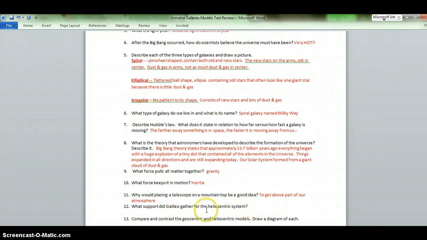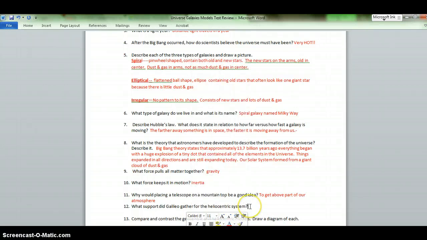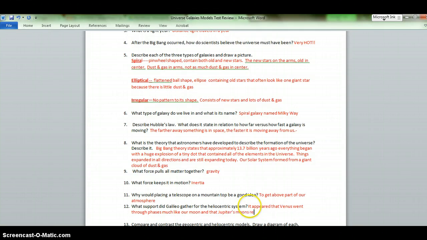What support did Galileo gather for the heliocentric system? That is simply that it appeared that Venus went through phases, much like our moon, and that Jupiter's moons revolved around Jupiter, not the Earth.